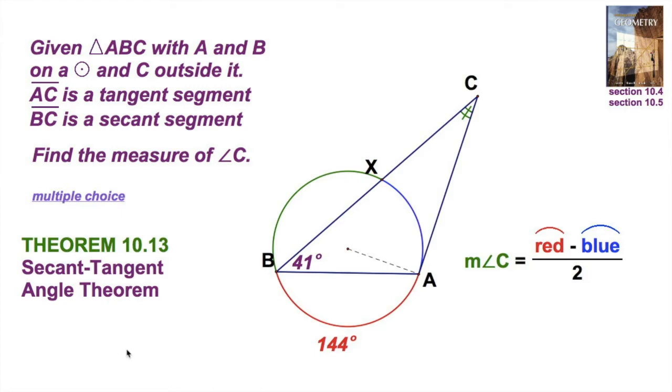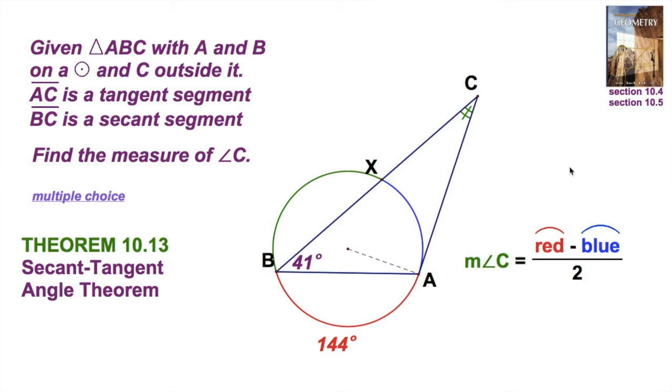This is an interesting problem because in section 10.5, we learned something about this being a secant-tangent angle. Now, I want to point something out here that your book doesn't say enough. I want to remind you that a secant, they just told you in section 1, is a line, and a tangent is a line. You will see in this language a tangent segment, a secant segment. So we're just trimming those lines up a little bit.